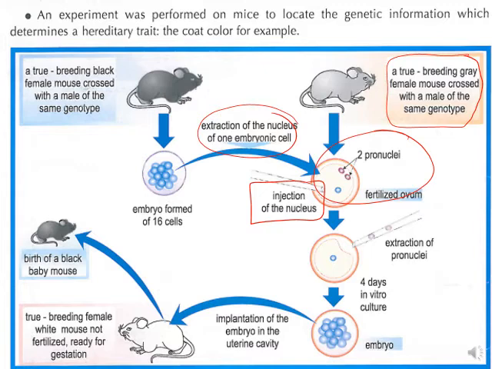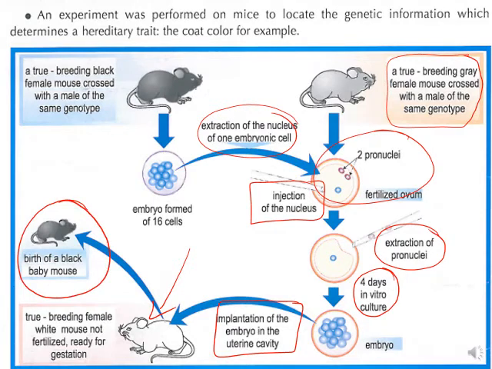What happens next? We have the two pronuclei, and they are extracted. Then the obtained ovum is placed in vitro culture for 4 days. Then the obtained embryo is implanted into the uterine cavity of a white mouse. This is a true breeding female white mouse, not fertilized. It's ready only for gestation. So this is the case of a foster mother. What was the result? The result was the birth of a black baby mouse.